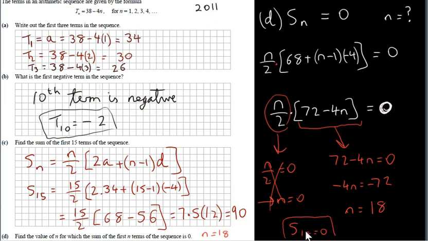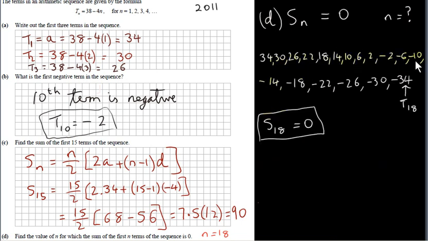So if we were to take 18 terms of our series and add them together, we get 0. I've written out the first 18 terms of our sequence. The 18th term, T18, is actually minus 34. And if we were to sum all these terms, we get 0. So we've a good few positive terms, but all the negative terms would cause everything to collapse down to 0 if we were to sum all these terms.